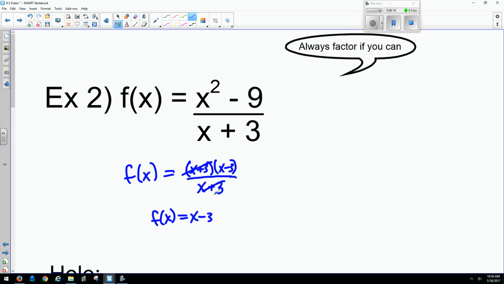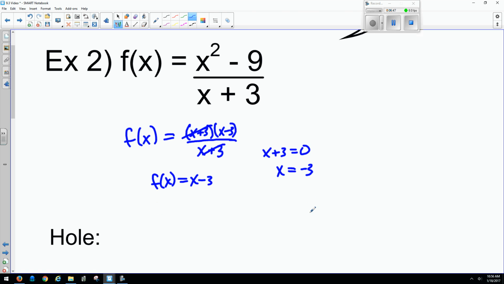But if I follow what that procedure was for the critical values, the first step in that procedure was to set the denominator equal to 0. So I'm going to do that. So the denominator is x plus 3. I'm going to take that and set it equal to 0 and see that x is equal to negative 3. Because the denominator factors out once you factor the numerator, we say that there's actually a hole in the graph at x equals negative 3.